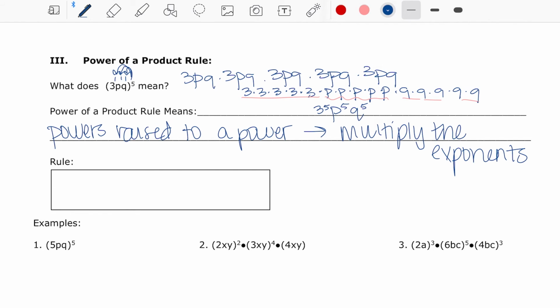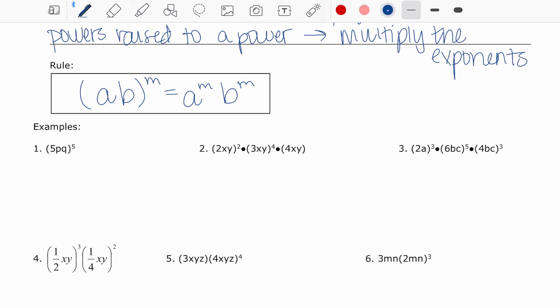So our rule here, if I have (ab) and it's all to the power of m, that means that I have a to the power of m and b to the power of m, because it's going to go to both of the things in the parentheses. So just like the one that we did, our exponent here was 5 to the first, p to the first, and q to the first. So when powers are raised to a power, you multiply your exponents to get 5 to the 5th, p to the 5th, and q to the 5th.